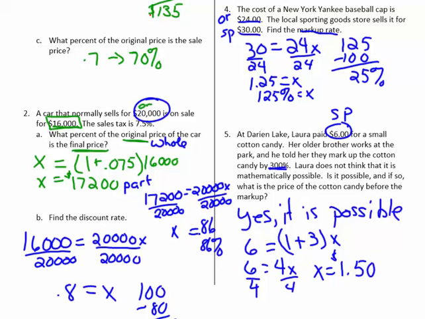Because this time we're talking about money, make sure you know what we're looking for. That 4 means that they're selling the cotton candy for 4 times as much as it costs them to make it or buy it, whatever they're doing. So 4 times as much, 400% there.